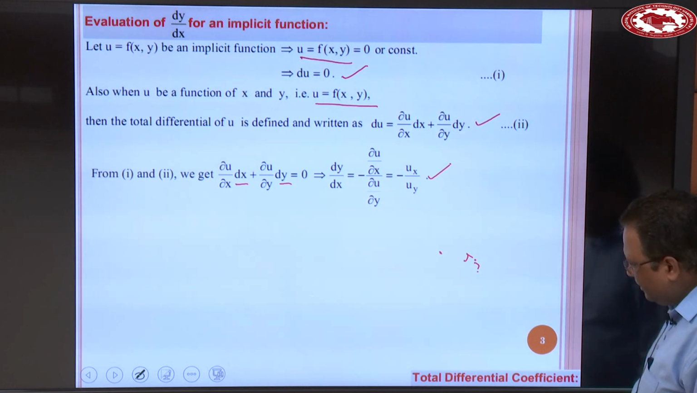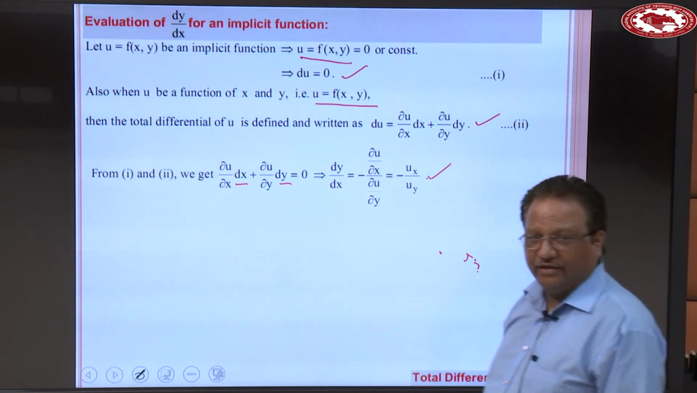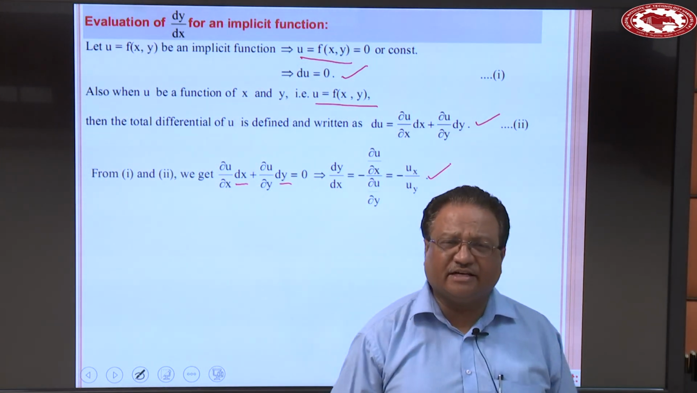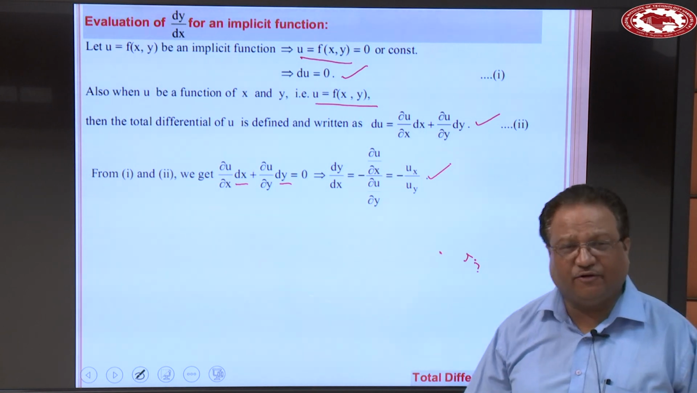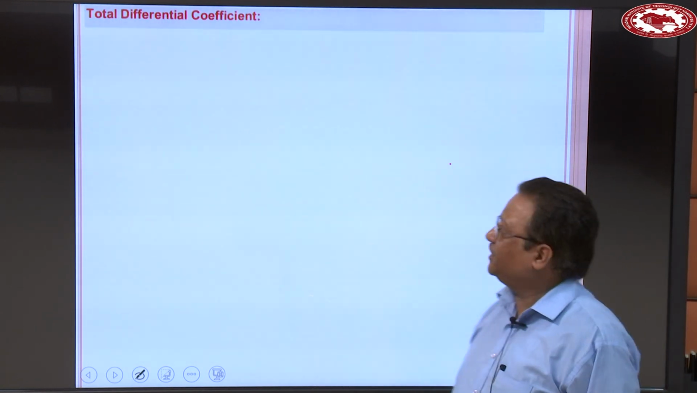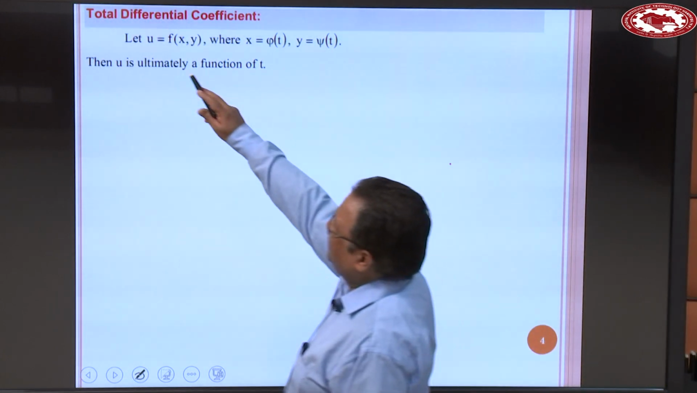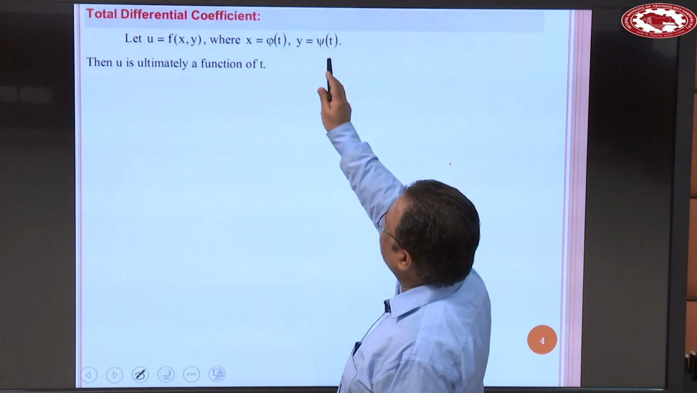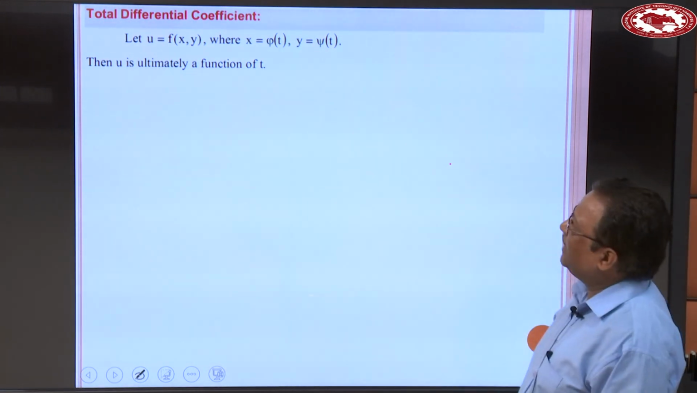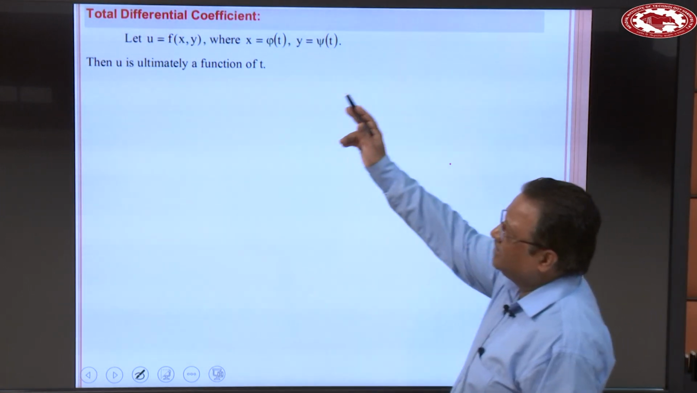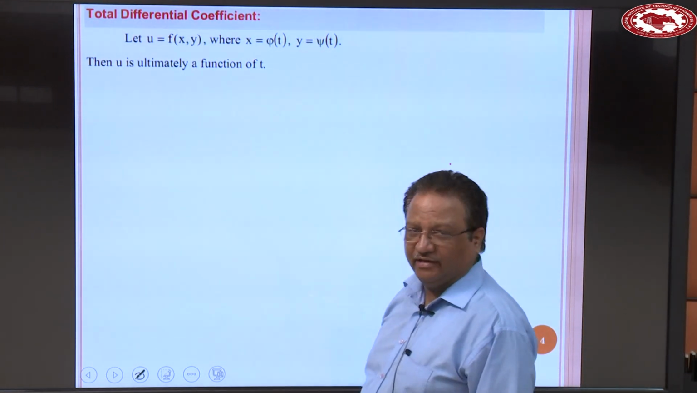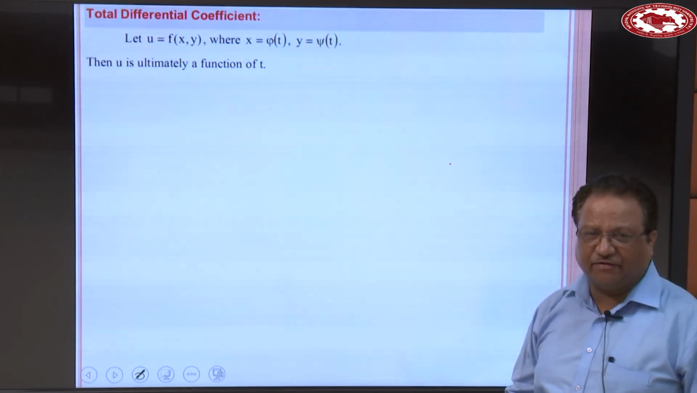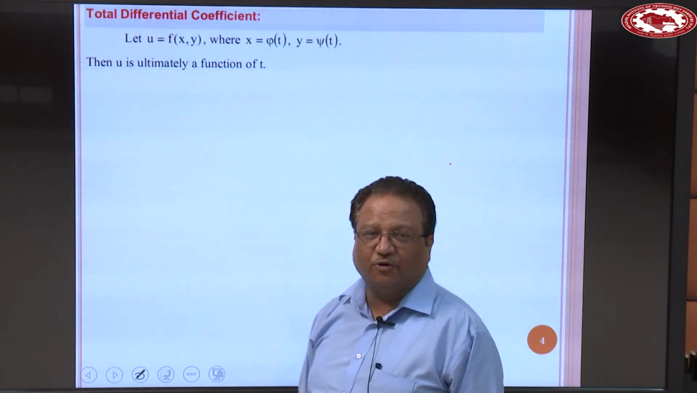Then one more definition, total differential coefficient. Suppose u is a function of x and y, and again x and y are functions of t, then how can we define and write total differential coefficient? So, let u is equal to f(x,y), where x is a function of t, y is a function of t. x is phi(t) and y is psi(t). This means u is ultimately a function of t. So, when u is an ultimate function of t, this means you can define total differential coefficient.